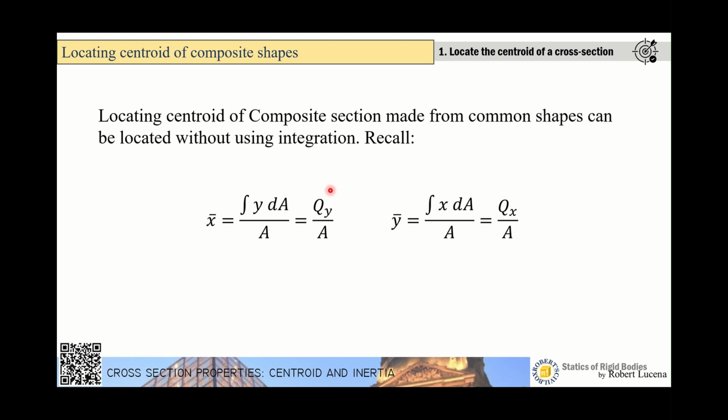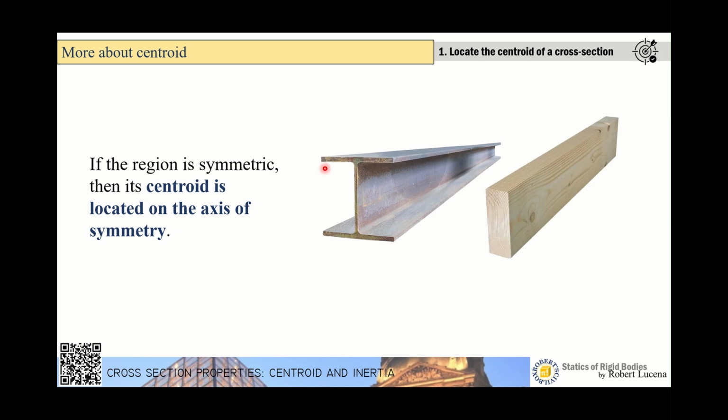Again, this is the equation that we use in locating the centroid. But look at the common shapes in engineering, like in buildings. The common shapes used in beams are rectangular. In some steel structures, you will see something like this one, a flange. So they're not very complicated cross-sections. In fact, they're just made up of rectangular cross-sections.